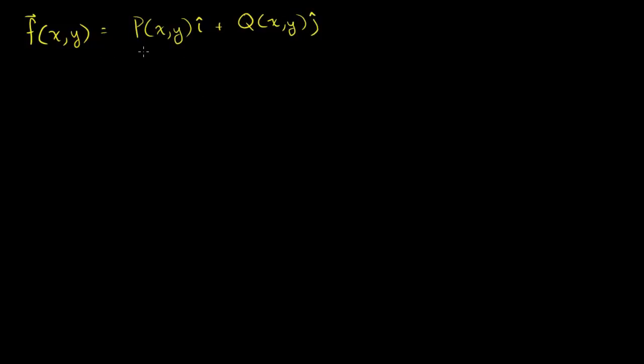So what would something like this be? This is a vector field. This is a vector field in two-dimensional space, or on the xy plane. Or you could even say on R2. Either way, I don't want to get too much into the mathiness of it.